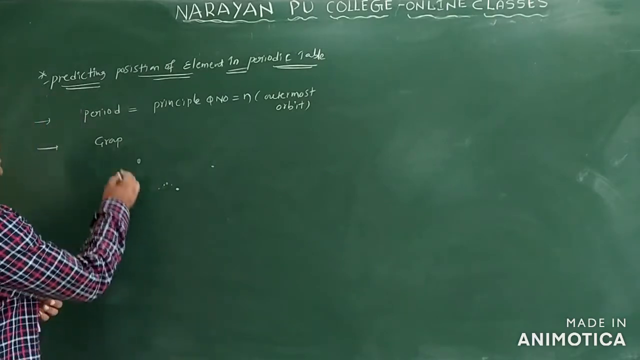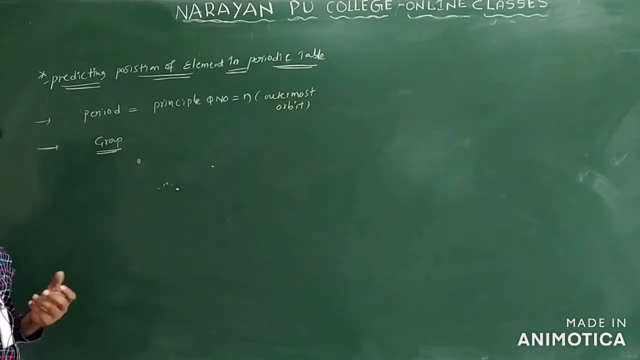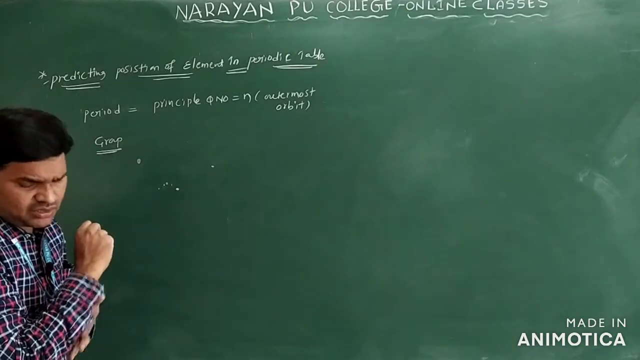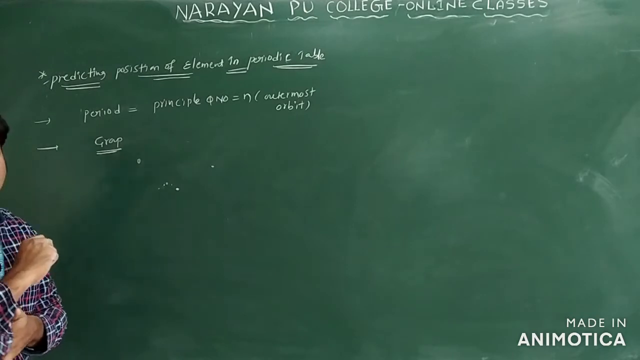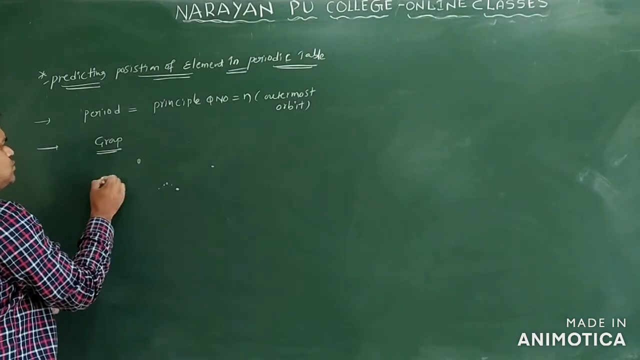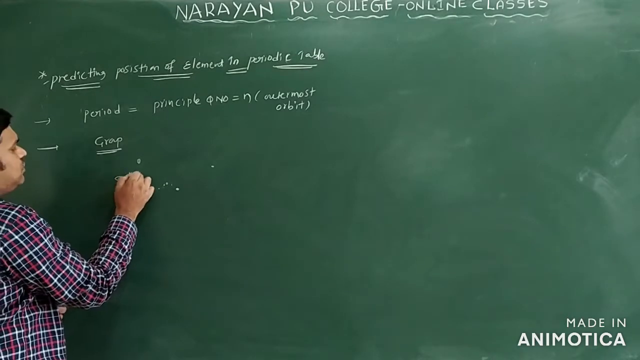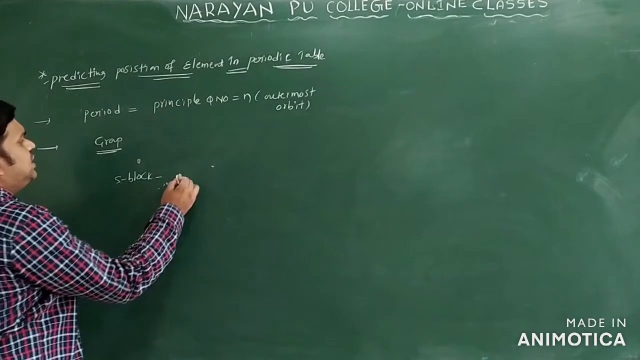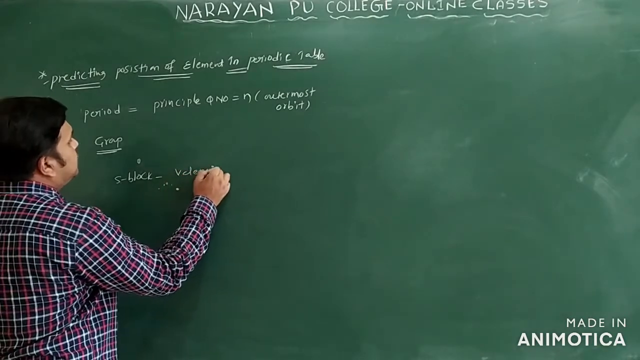Now in the case of the group number, how can you identify the group? Simply, we look at the valence electrons. Suppose it is an s block element. For s block elements, we can see the valence shell configuration.